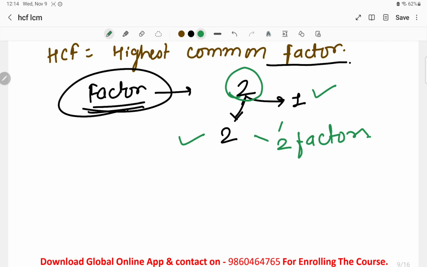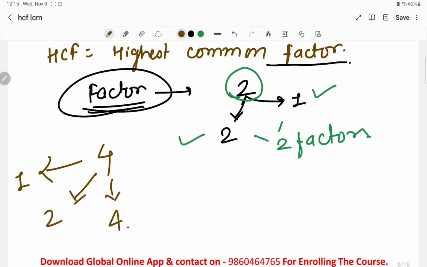Once again I'll give you another example over here. Take example of 4. So check out, 4 comes in how many tables? It comes in 1's table, 1 4s are 4. Similarly it comes in 2's table, 2 2s are 4. Does it come in 3's table? No. Does it come in 4's table? Yes. Answer will be yes.